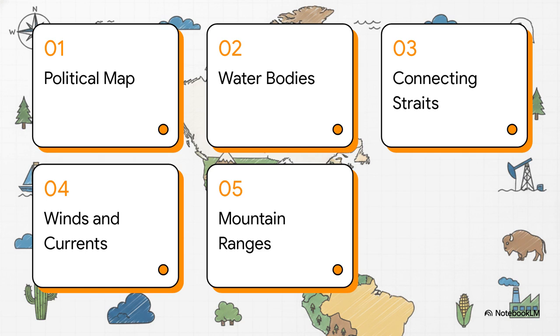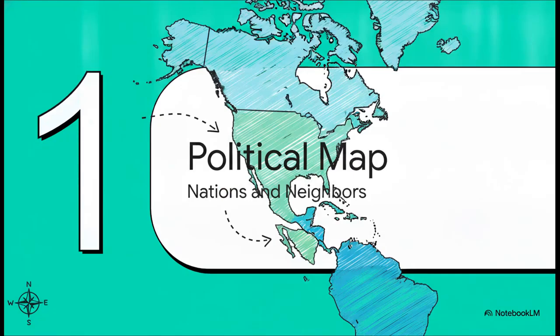We'll start with the political puzzle pieces, trace the surrounding waters and straits, and then dive into the invisible forces of weather before finally carving out those massive mountain ranges. All right, let's kick things off with our very first layer, the political map, exploring the nations and neighbors that divide up this massive landmass.